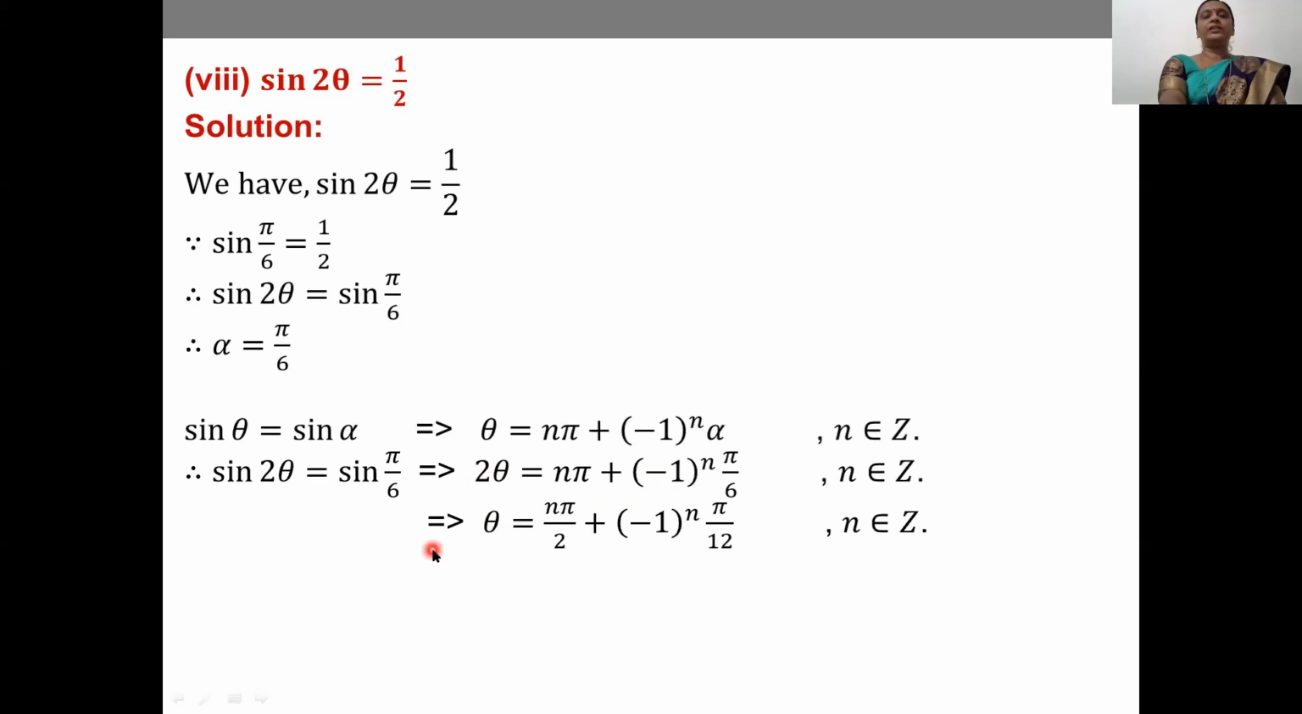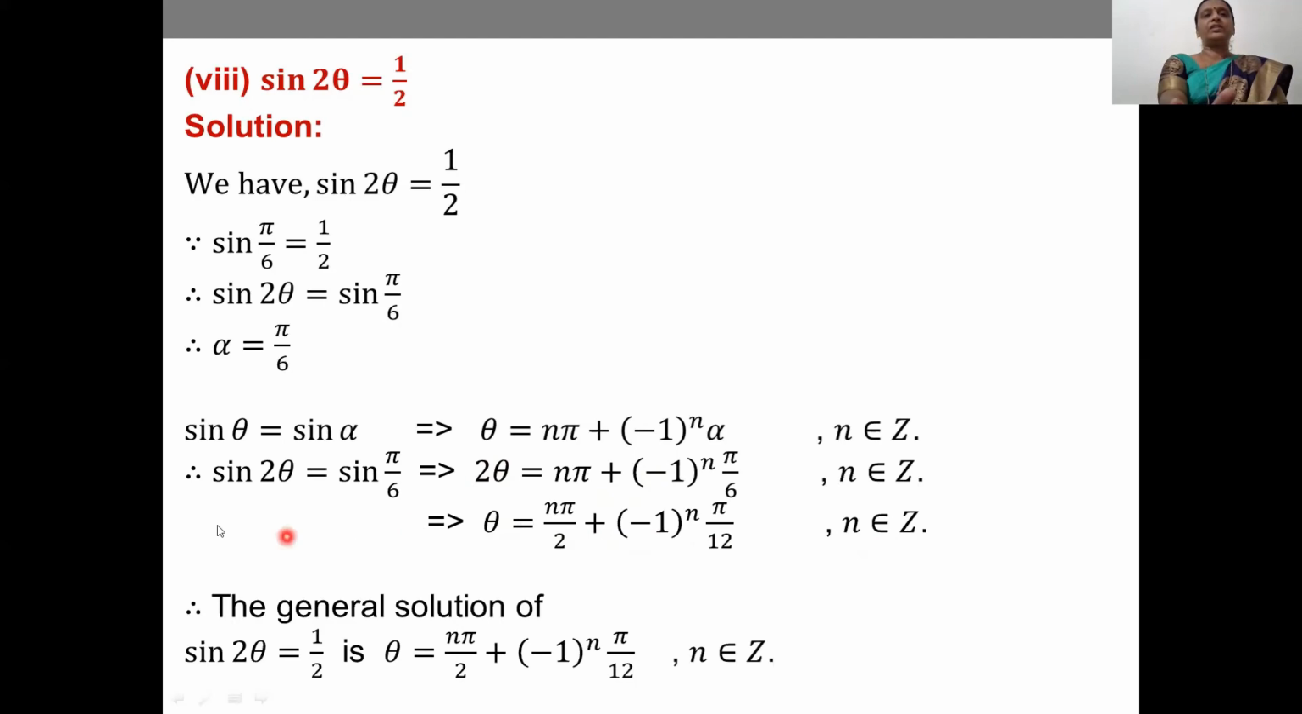We will get the general solution as θ = nπ/2 + (-1)^n × π/12, n belongs to Z. Now, this equation is nothing but our given problem. Therefore, write down the general solution of sin 2θ = 1/2 as θ = nπ/2 + (-1)^n × π/12, n belongs to Z.